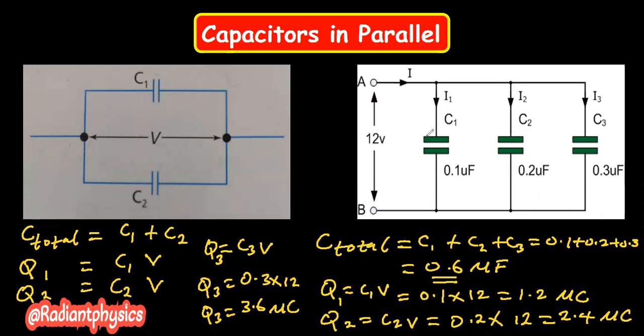If you are asked to calculate the total charge stored in this circuit, we will just add Q1 plus Q2 plus Q3. That will give us the total charge stored in this circuit. Or we just apply this simple equation, Q equal to C total times the potential difference of 12. Total capacitance is 0.6, so we just take 0.6 times 12, and then we are going to have the total charge stored in this circuit.